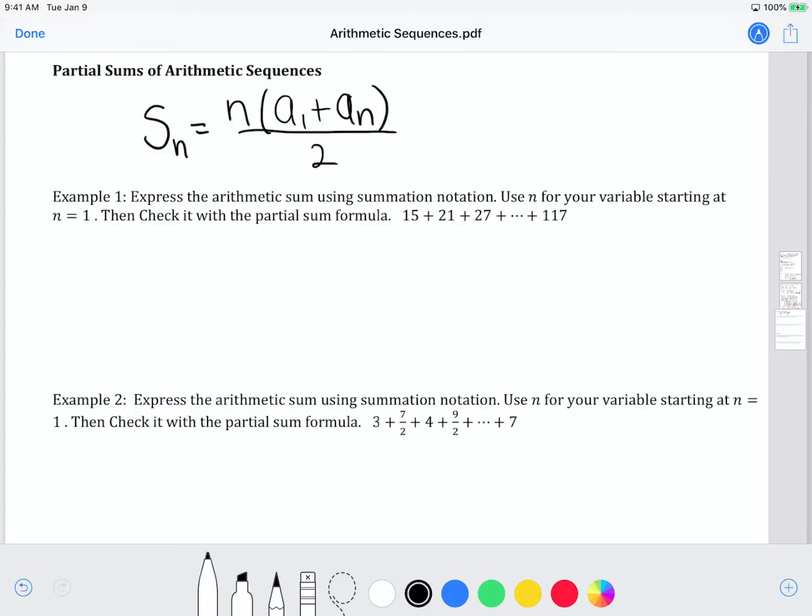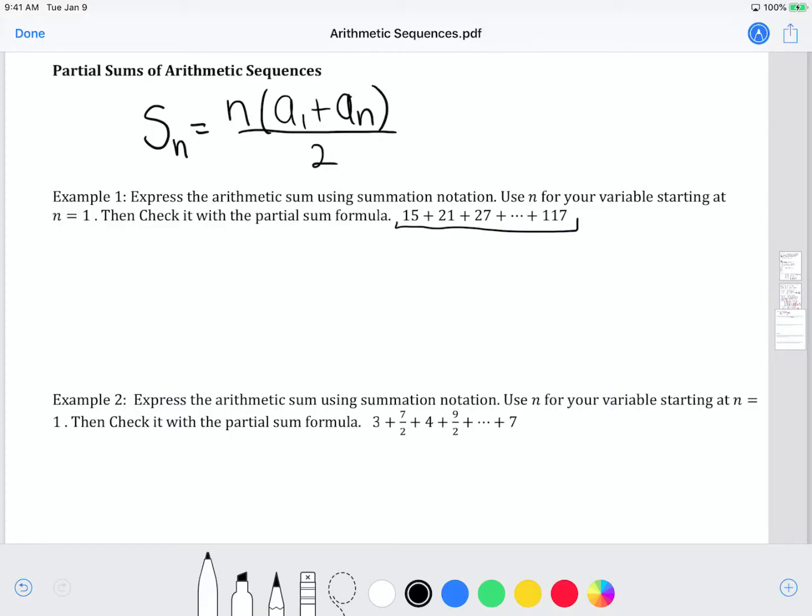So we have a partial sum here for an arithmetic sequence, 15 plus 21 plus 27, all the way up to 117. The problem is that if I want to add up these terms, I need to know what term 117 is, so I know what my value of n is. I don't know if 117 is the 10th term, the 11th term, the 20th term. I need to know that value of n so that I can plug it into my formula or put it in for my summation notation.